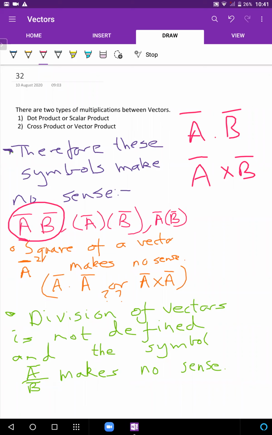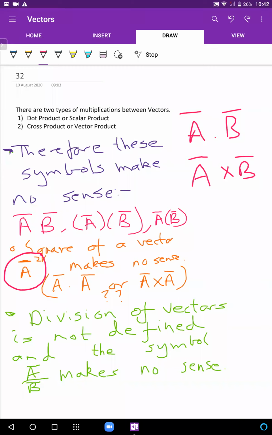Is that clear? So this symbol makes no sense. Putting brackets but not writing dot or cross also makes no sense. Many times a question comes, you'll see in your booklet as well sometimes: which of the following symbols make sense? So please remember, these make absolutely no sense. Why? The type of multiplication is not defined.